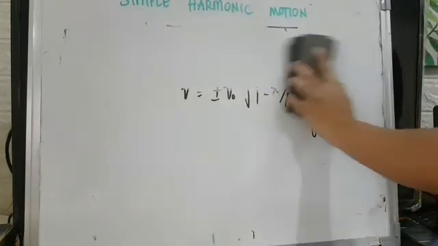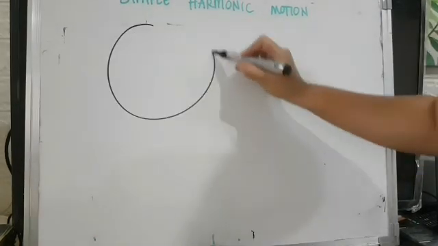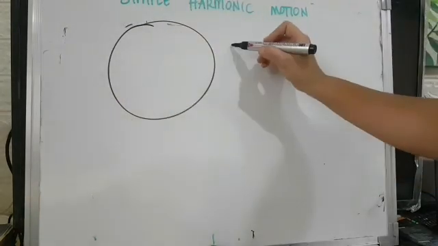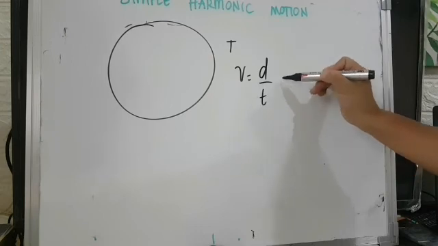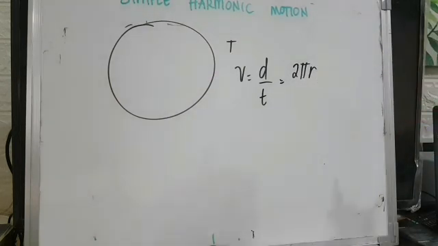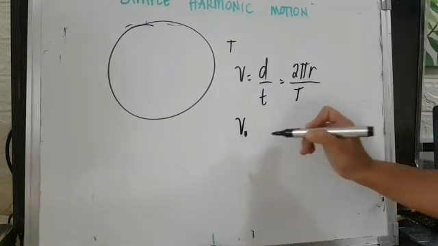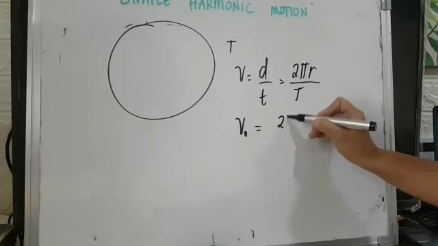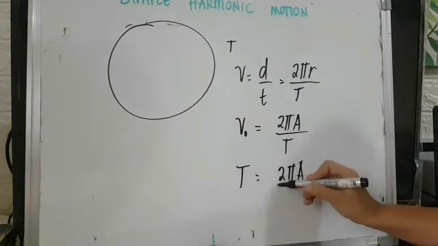Okay, now let's relate velocity to period. Period is defined as the time needed for one complete revolution. If you have a circle, for it to have one complete revolution, that is the period. But the distance that it has to cover for one complete revolution is, still distance over time, 2 pi r, which is our circumference, over the period, the time needed for one complete revolution. But we can also represent r as related to our simple harmonic oscillator. The v naught equals 2 pi times the amplitude over the time needed for one complete revolution. Period equals 2 pi a over v naught.